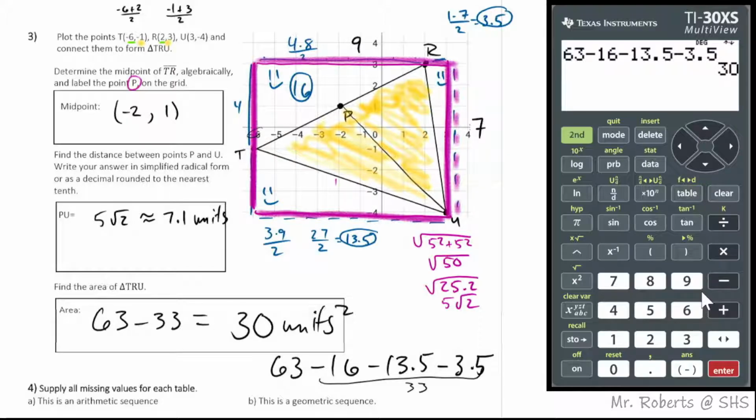So if I add those numbers up, 16 plus 13.5 plus 3.5, I do get 33. And yes, 63 minus 33 is indeed 30. So the area of that is 30.